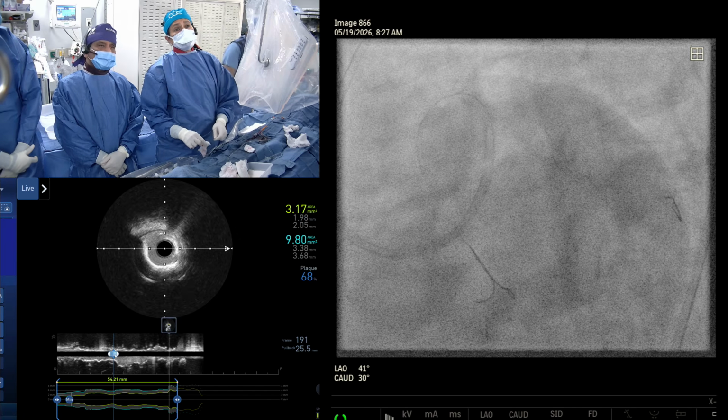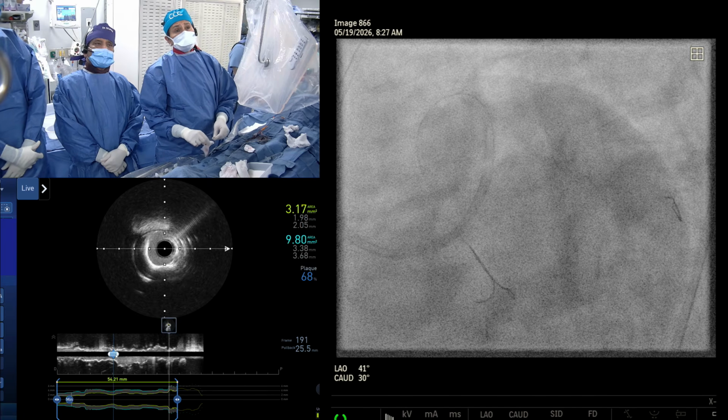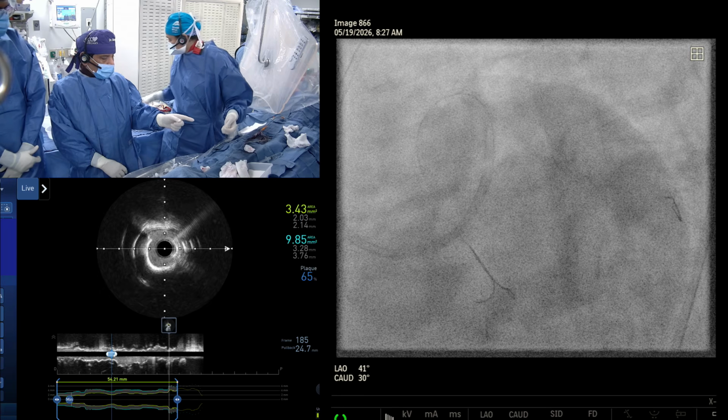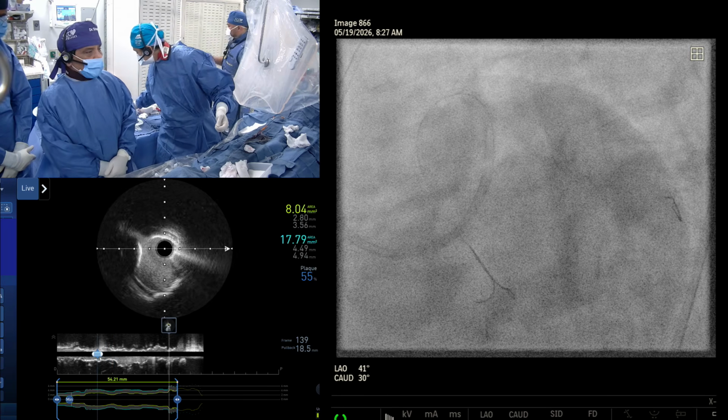Yes. Looking at this, I think we should do an IVL. Yes, 3 points. Now take the rotor wire out. You have 3 wires now. So we have put a wire into the circumflex.